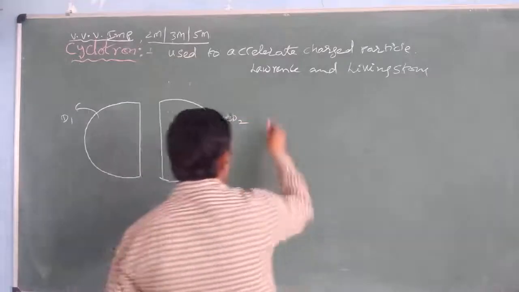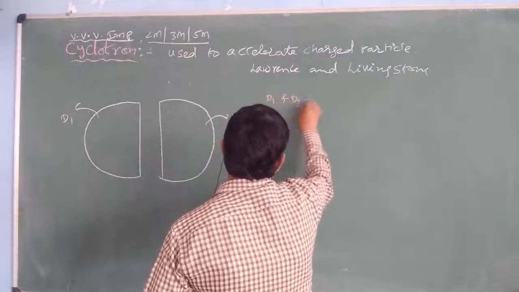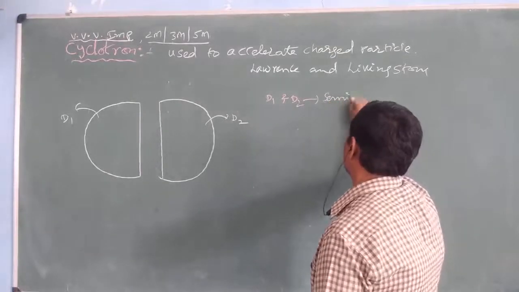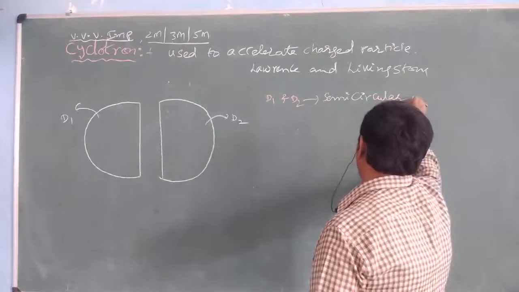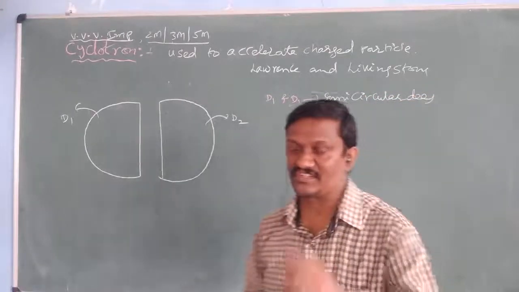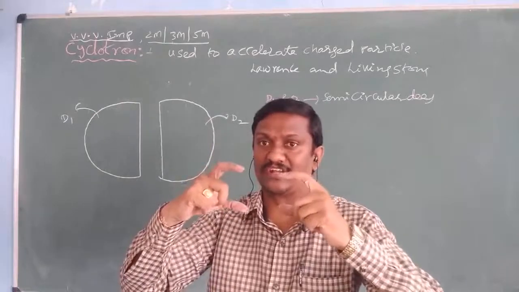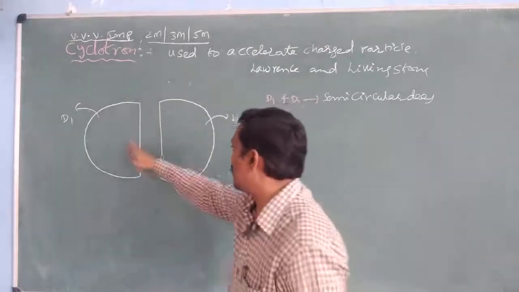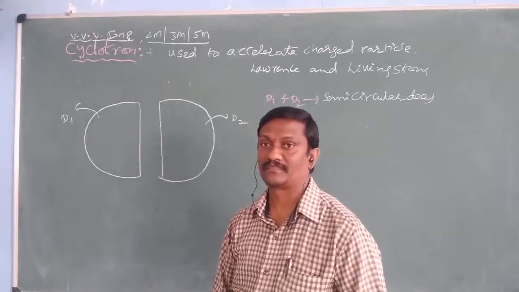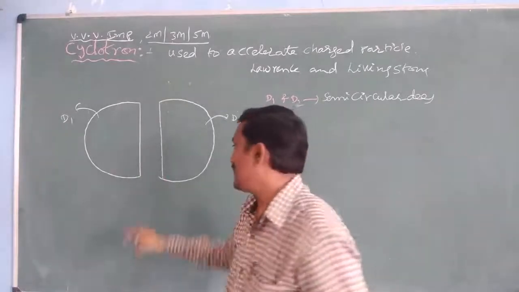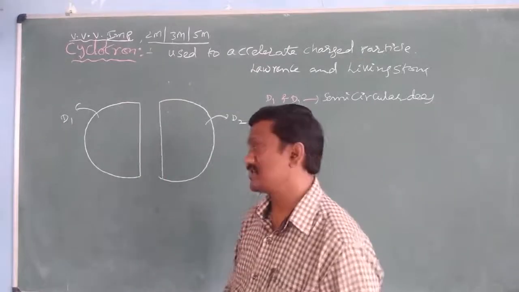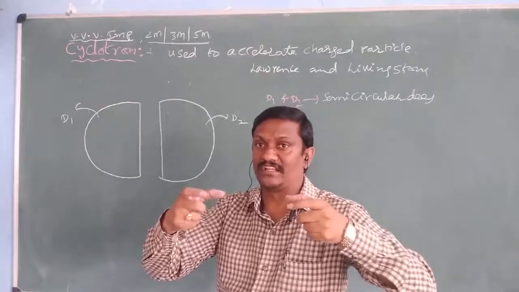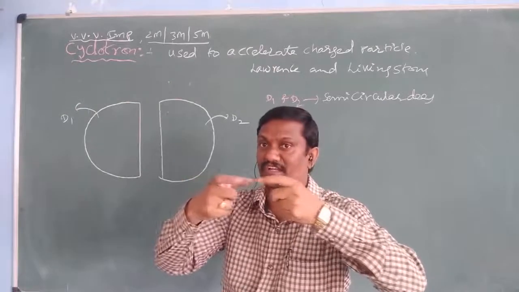So here D1 and D2 represent the two semicircular Ds. The first semicircular D and the second semicircular D: both open ends are facing towards each other. The separation between these two semicircular disks is very small. These two semicircular disks lie in a horizontal plane, D1 and D2 separated by a small distance.